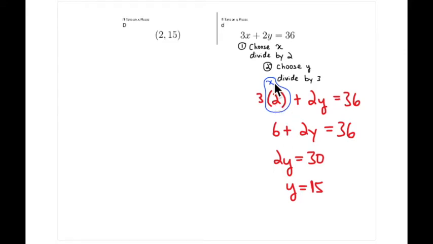3 times 2 equals 6, plus 2y equals 36. You have 6 plus 2y equals 36. Now you're going to subtract 6 from both sides, or you're going to add a -6 to both sides. Either way, you still end up with the same thing. You end up with 2y equals 36, and so y is equal to 15. 30 divided by 2 is 15, and that checks. Y is equal to 15.